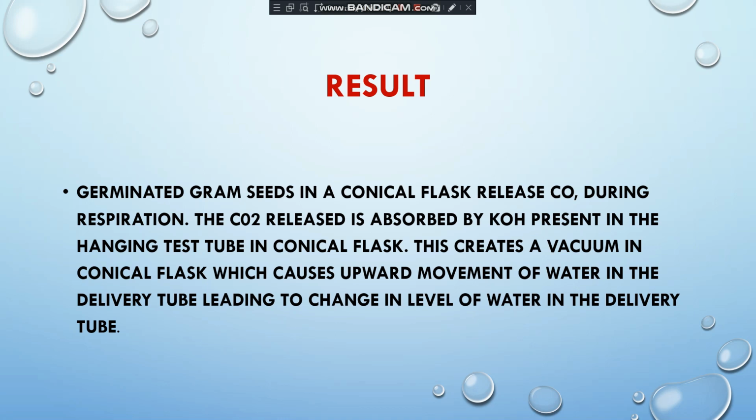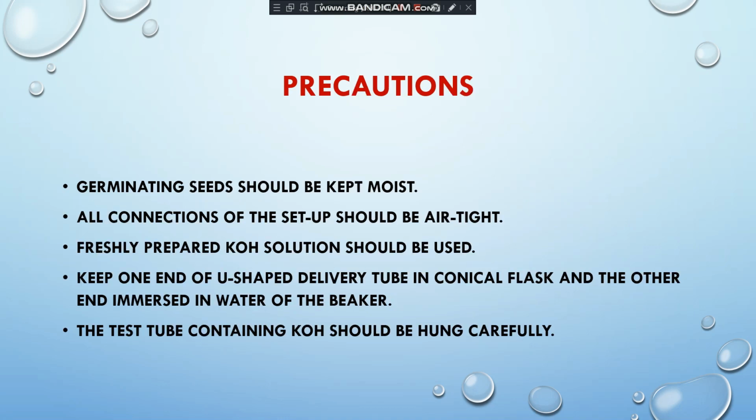So that space is empty over there in the flask, and it creates a vacuum. This vacuum in the flask causes the movement of water in the delivery tube. If there is a space in the conical flask, that vacuum causes the water level to rise in the U tube. Understood? That's why the level of water is increasing in the delivery tube. So this is the experiment completed.